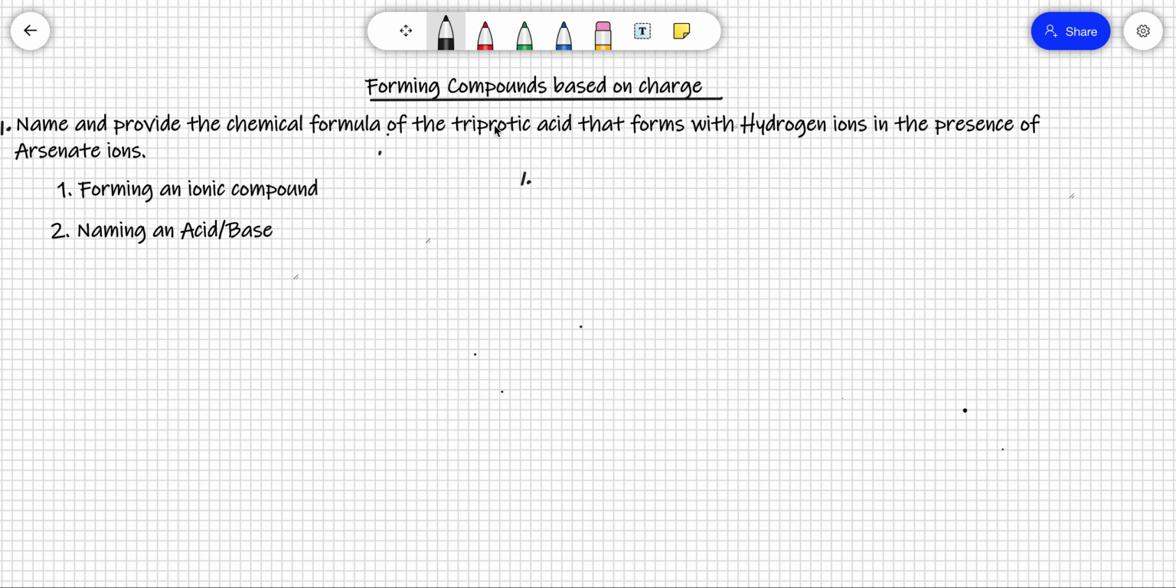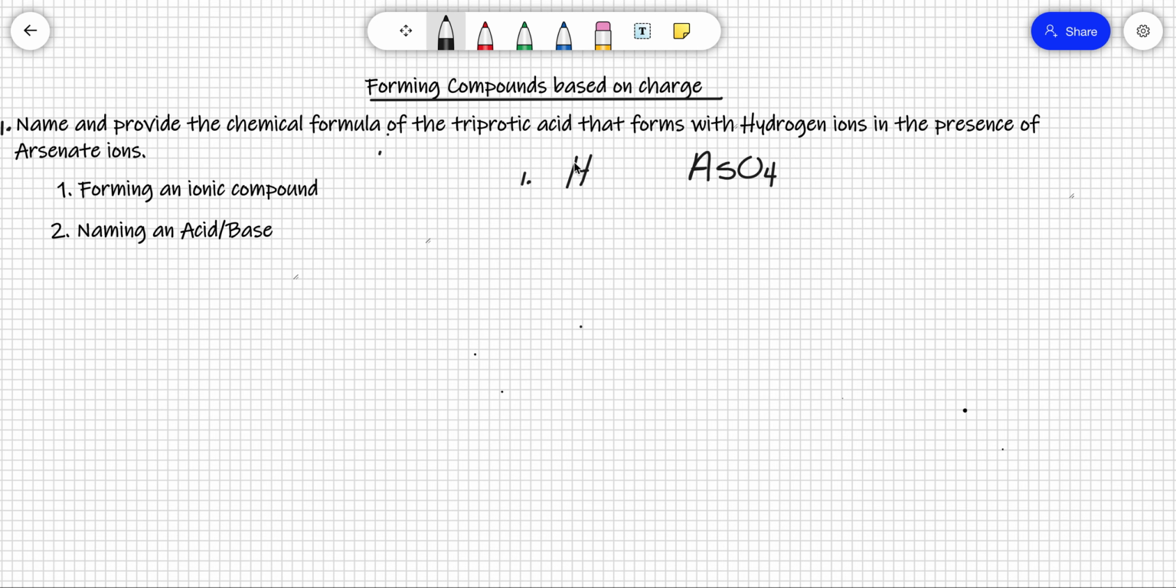Those two things are that we're forming an ionic compound, and we're naming an acid or a base. Now, let's start with number one. Number one is forming an ionic compound. So this is review from last year. Remember, when we're forming an ionic compound, we have to look at the charges. So these are the elements that we're forming into a compound: hydrogen, and the other one is actually another compound, a polyatomic ion called arsenate. I'm going to make sure to put this list of compounds into your notebooks.